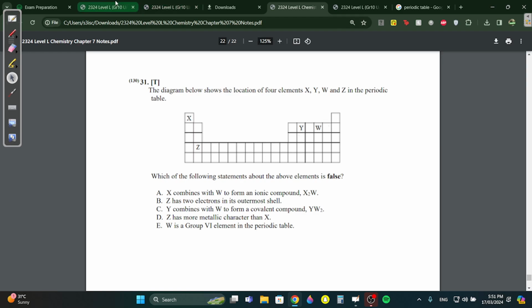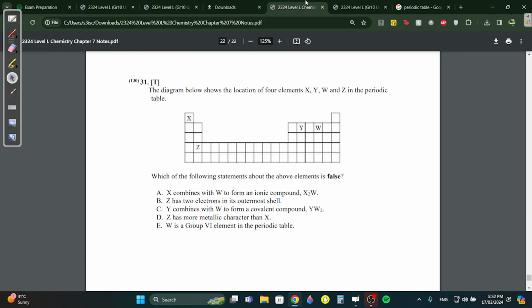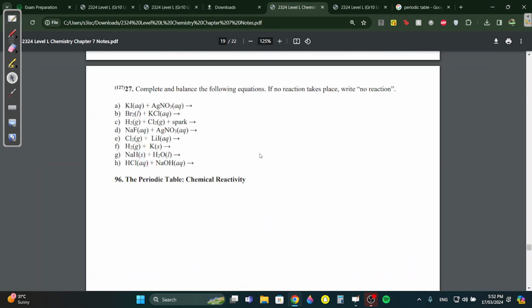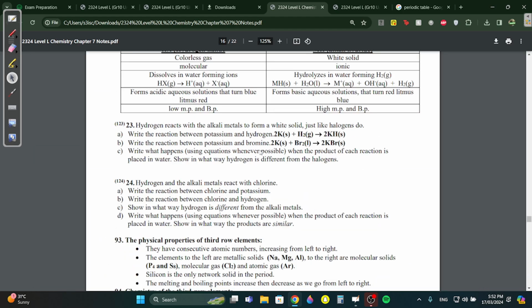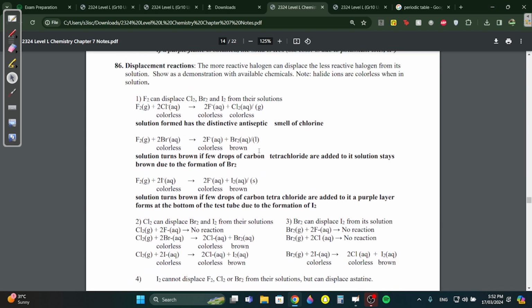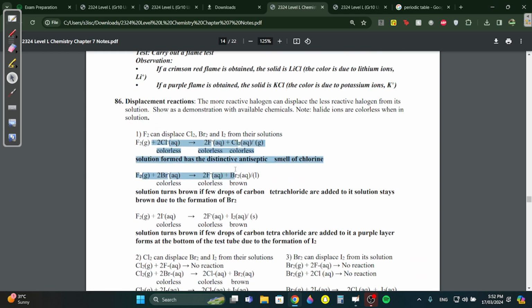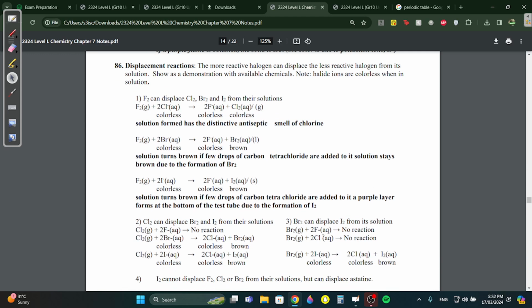Wait, does that mean the solutions for this are here? No, they're not. Other than this, I can't think of anything that could come. Maybe this could come. Wait, let me go back to the notes. Where's the AG? Displacements. They're just talking about displacement reaction. I don't think this matters. But what you have to know is, does the reaction occur or does it not? That's important to know.